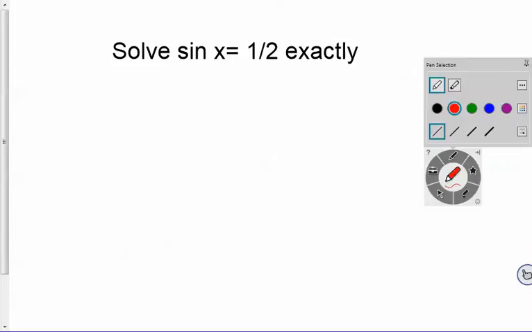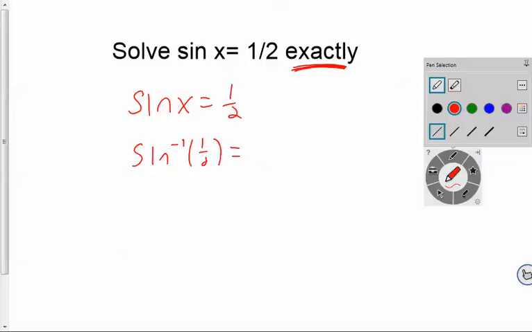Okay? This one's a little different. See the word exactly? The word exactly means, hey, you cannot use the graphing calculator. So the sine of x equals 1/2 exactly. Well, to undo the sine of x equals 1/2 exactly, you've got to think, okay, I'm going to say the arc sine of a half. In other words, where on my unit circle is the sine equal to 1/2? Where is the sine equal to 1/2?